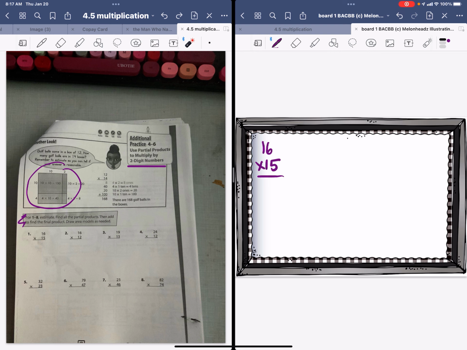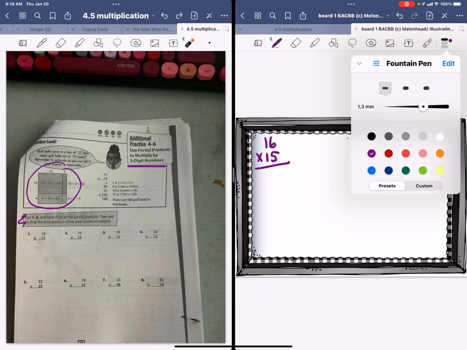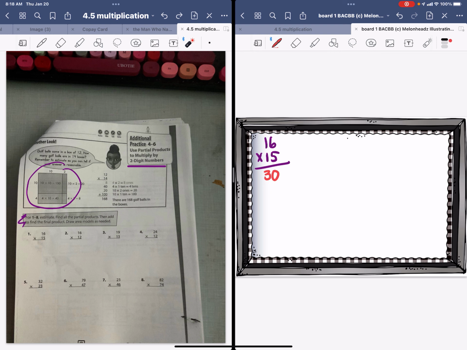All right, so the first thing that I do is I am going to multiply 5 ones. First of all, let me line this up. I don't want anybody getting confused. 16 times 15. So I'm going to multiply 5 ones times 6 ones. So 5 times 6 is 30. And then the next thing that I'm going to do is multiply 5 ones times 10. So 5 times 10 is 50. So I'm going to put 50 here.